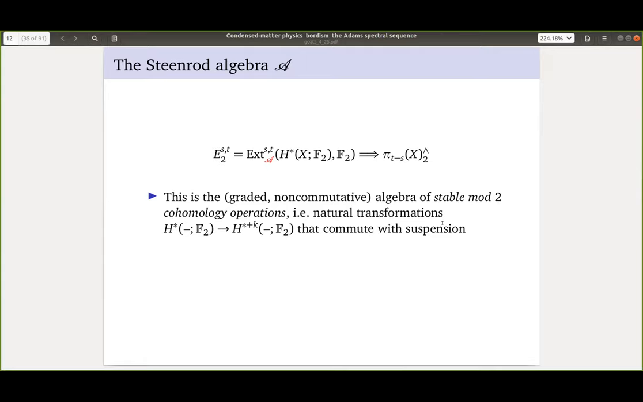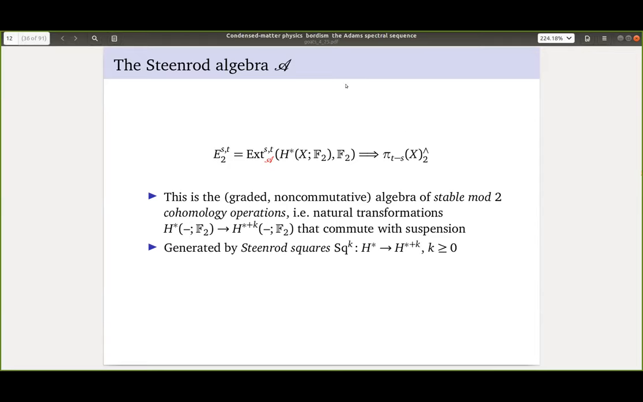So this is a complicated algebra. It's graded by the degree. So if you raise degree by k, you're in degree k of the algebra. It's not commutative, and it's also infinitely generated. So this is large. And so what this is saying is that if you understand the Steenrod algebra, then you understand, only acting on cohomology, a lot about your space, like its homotopy groups.